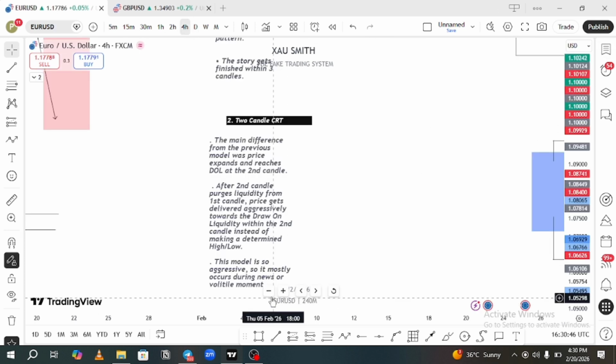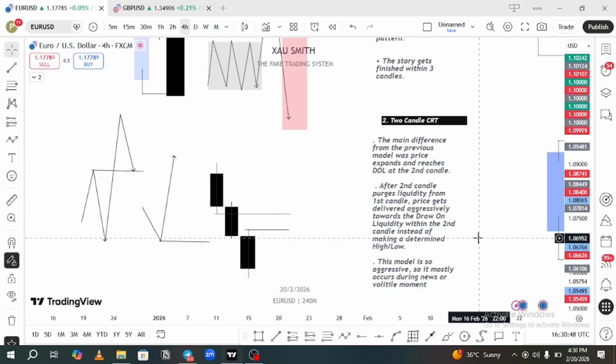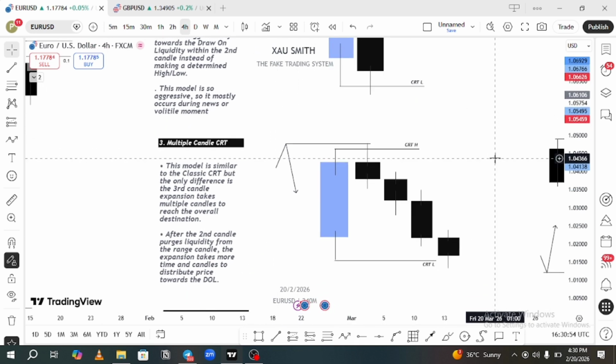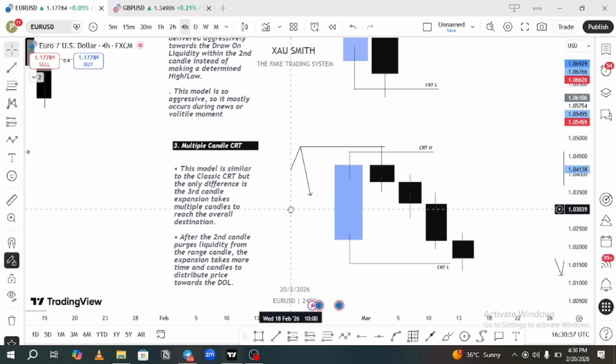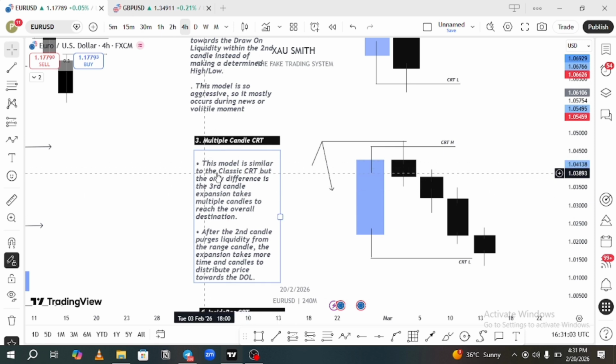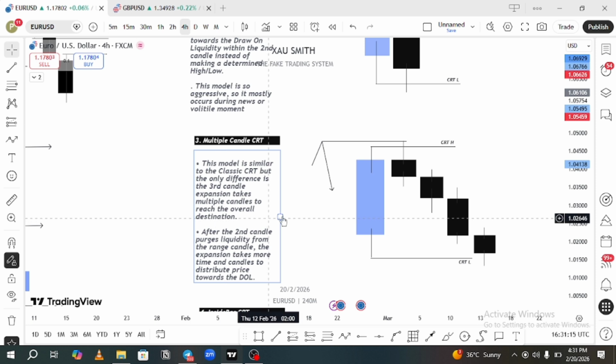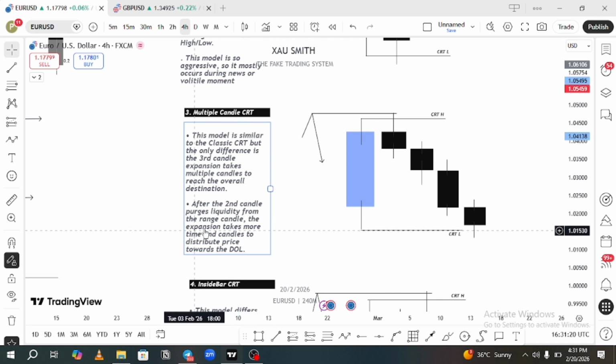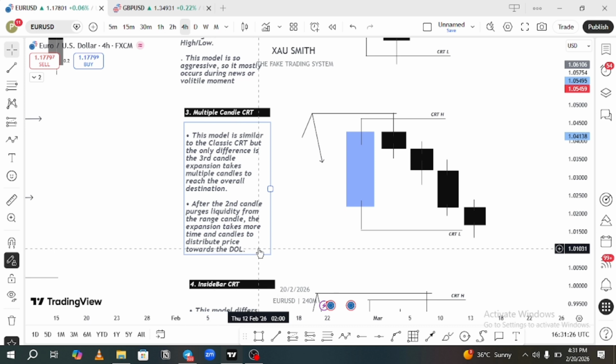Yeah, so let's get back to our third type of CRT. All right, so the third type of CRT here is what? The multiple candle CRT. So let me first define these guys here. This model is similar to the classic CRT, but the only difference is the third candle expansion takes multiple candles to reach the overall destination. And the second point here is, after the second candle purges the liquidity from the range candle, the expansion takes more time and candles to distribute price towards the draw on liquidity, right?